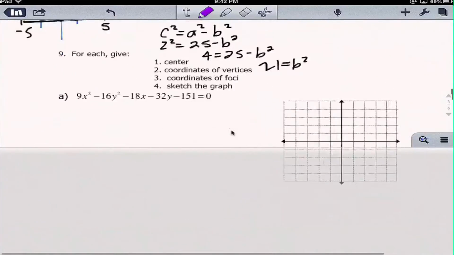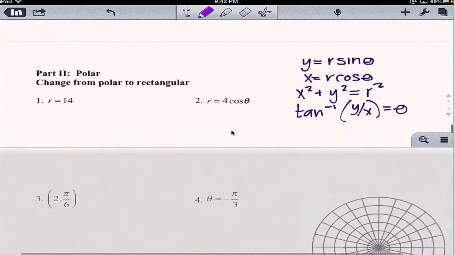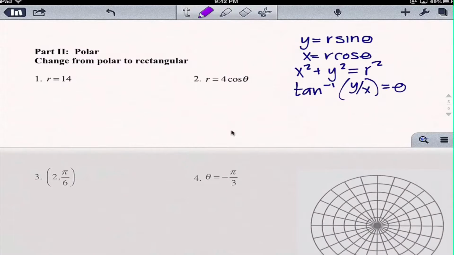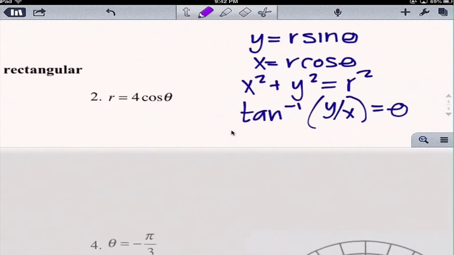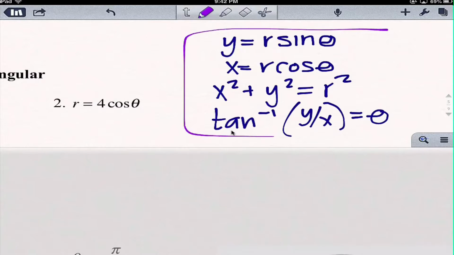Now transitioning into polar. First thing we learned in polar was changing from polar to rectangular and rectangular to polar. You guys need to have these 4 formulas memorized. y equals r sine theta, x equals r cosine theta, x squared plus y squared equals r squared, and tan inverse of y over x is equal to theta. Okay, these 4 will be on the test. They will be multiple choice type problems.